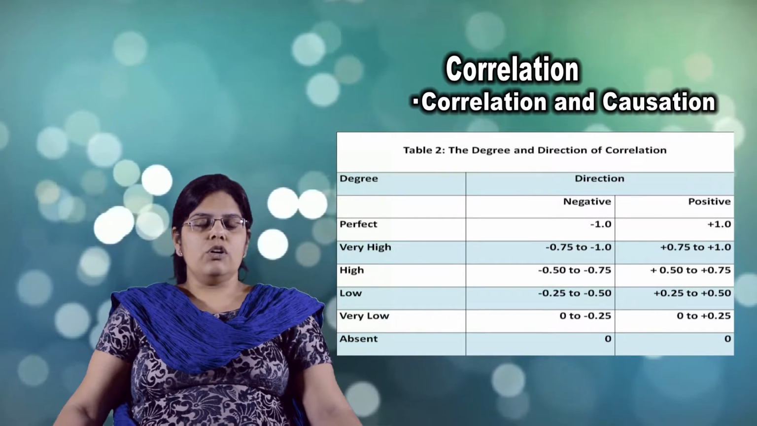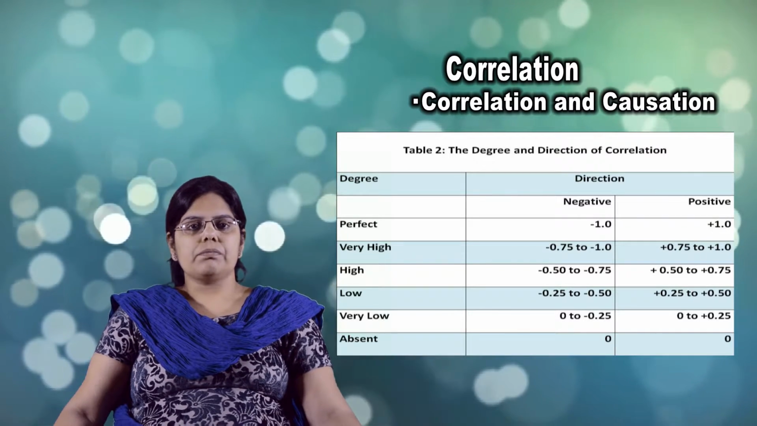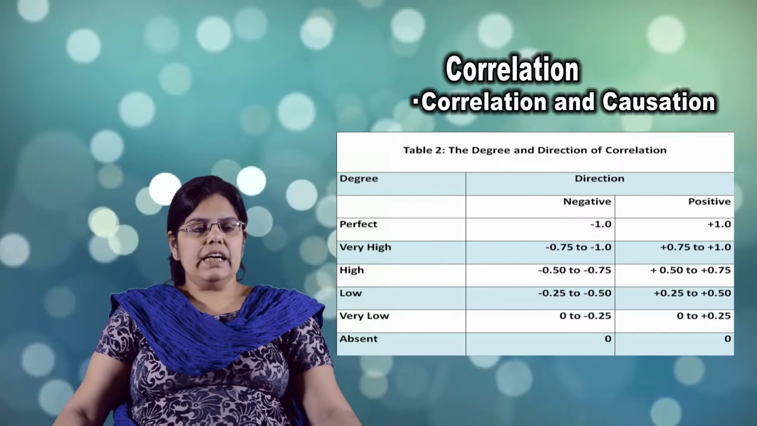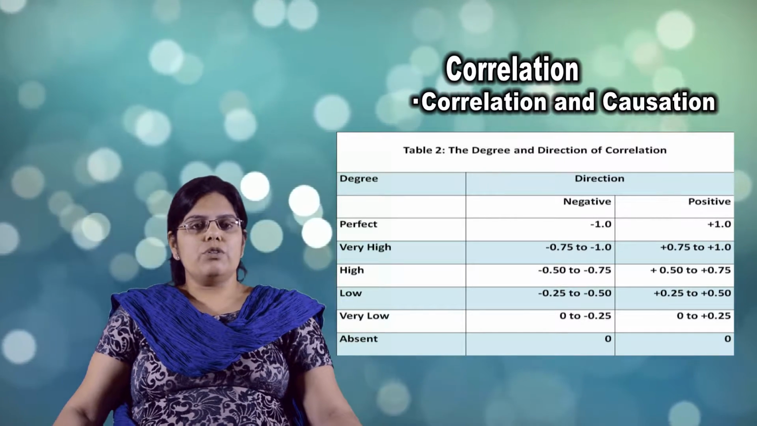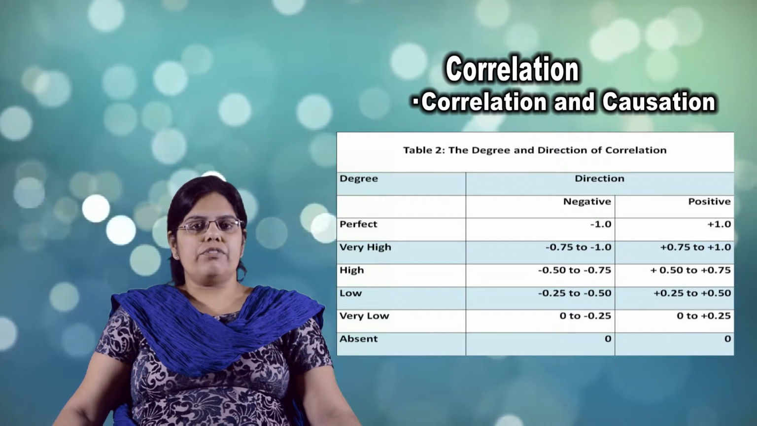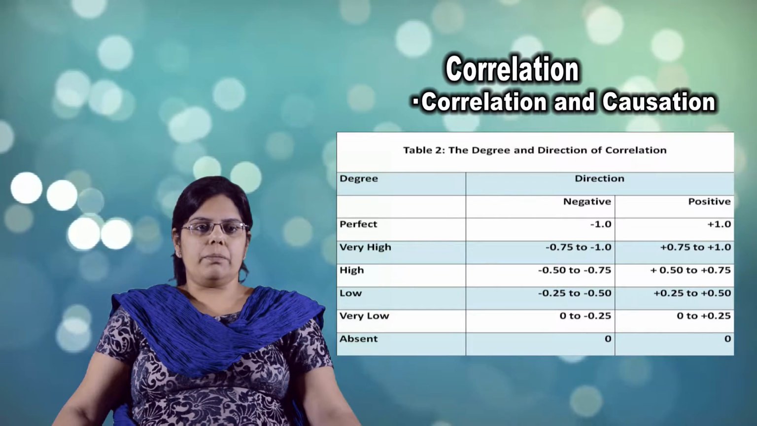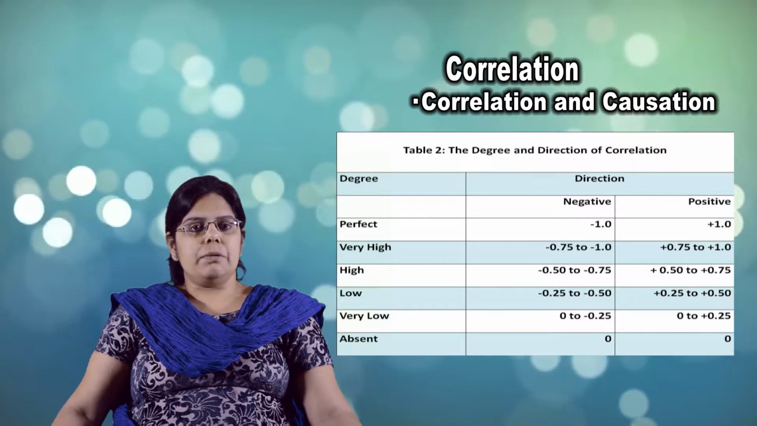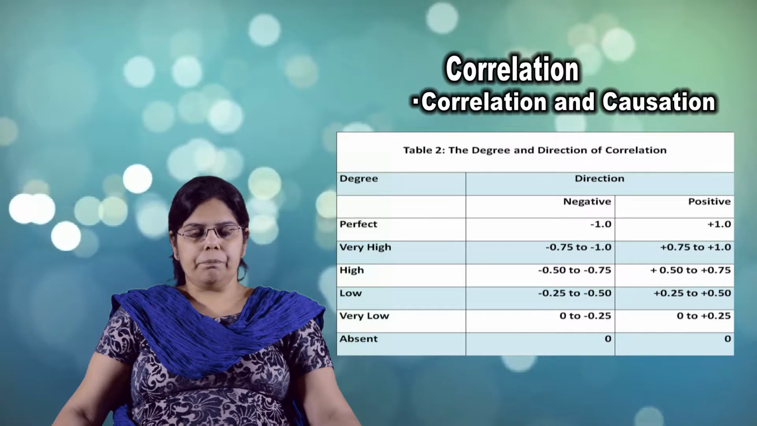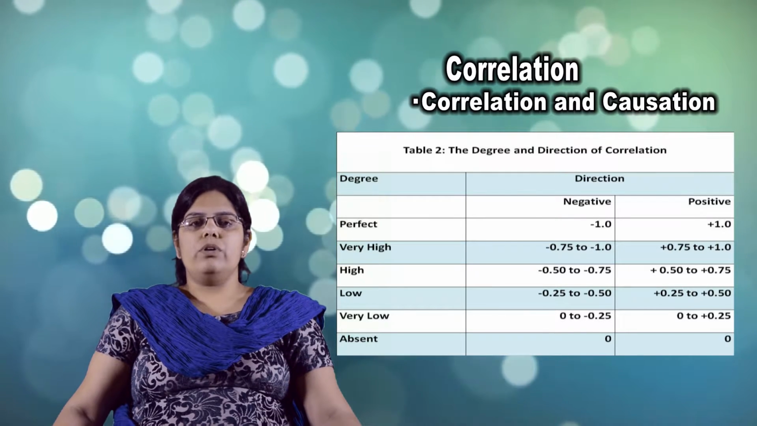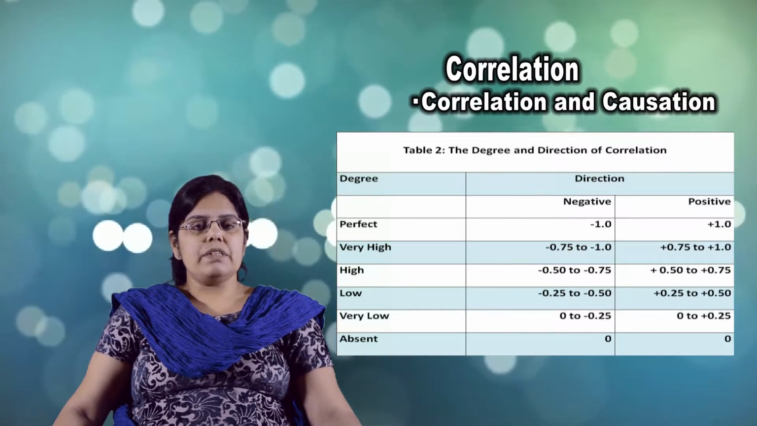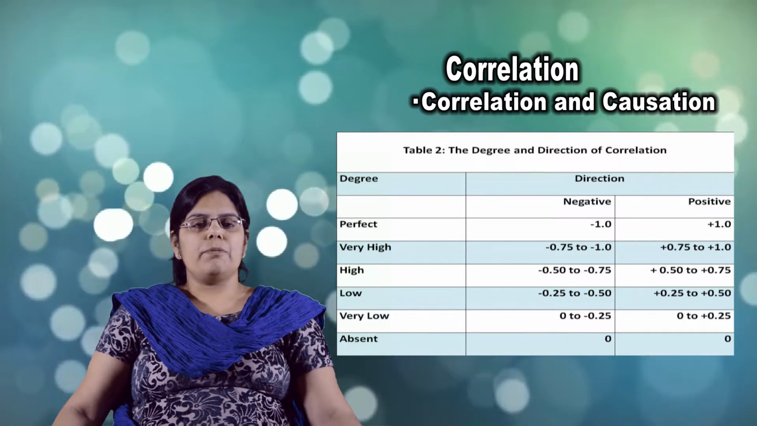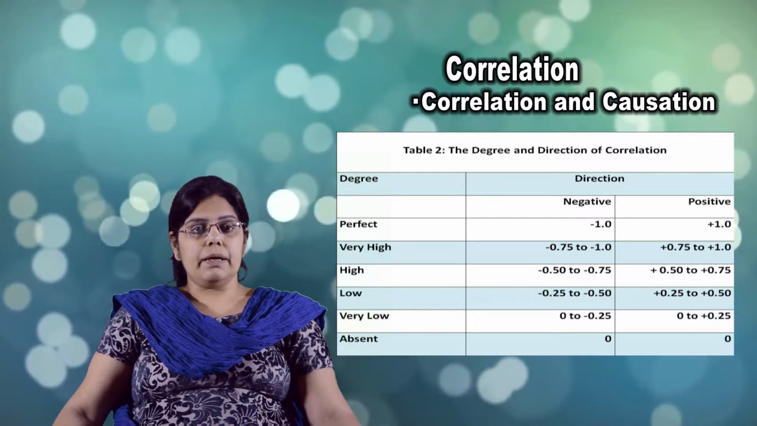Let's understand correlation and causation. Correlation should not be confused with causation. It is to be noted that the correlation coefficient indicates the degree of relationship between the two variables of interest. It does not imply that they exhibit a cause and effect relationship. Even if a high degree of correlation exists between the variables under study, it does not necessarily mean that a relationship of cause and effect is present between them.